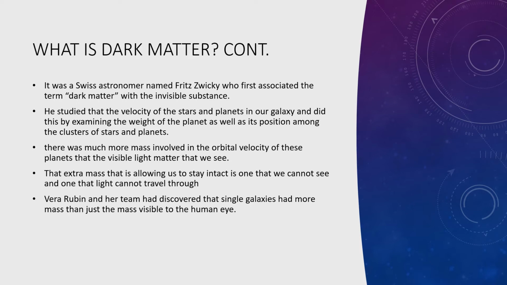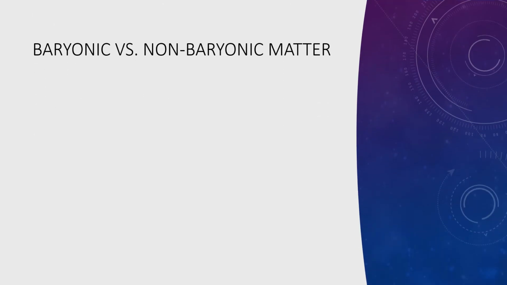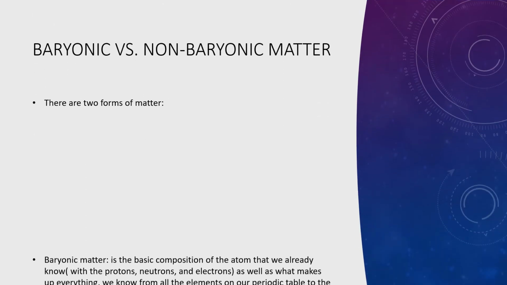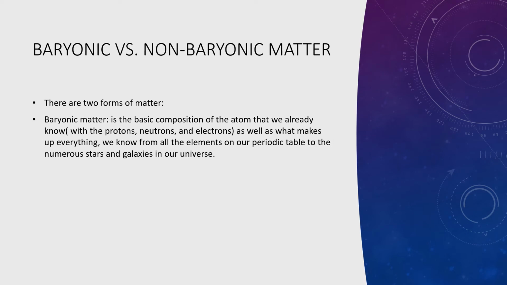When they had discovered that single galaxies had more mass than just the mass visible to the human eye. So there are two forms of dark matter. There is baryonic matter, which is essentially the matter that we know. So it's the basic composition of an atom with the protons, neutrons, and electrons, stuff that we all know, as well as essentially what makes up everything we know, from the elements on the periodic table to the numerous stars and galaxies in our universe.